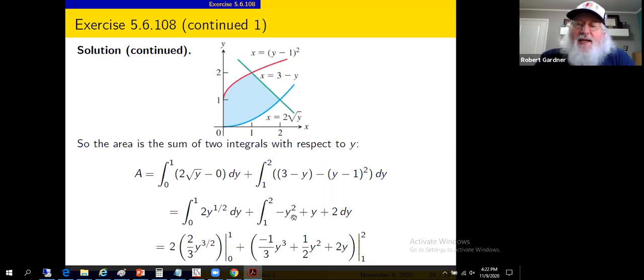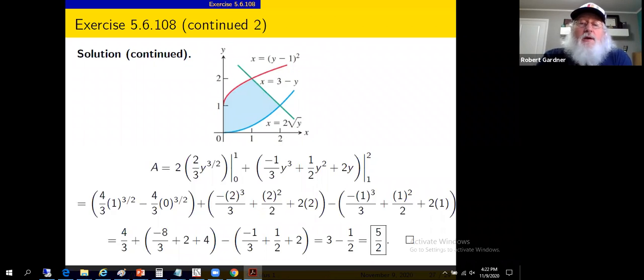Integral from 1 to 2, we need an antiderivative. Okay, you got a square, so that'll produce a cube over 3. We got a first power, that'll produce a square over 2. Constant introduces the y. And evaluate over the appropriate values.